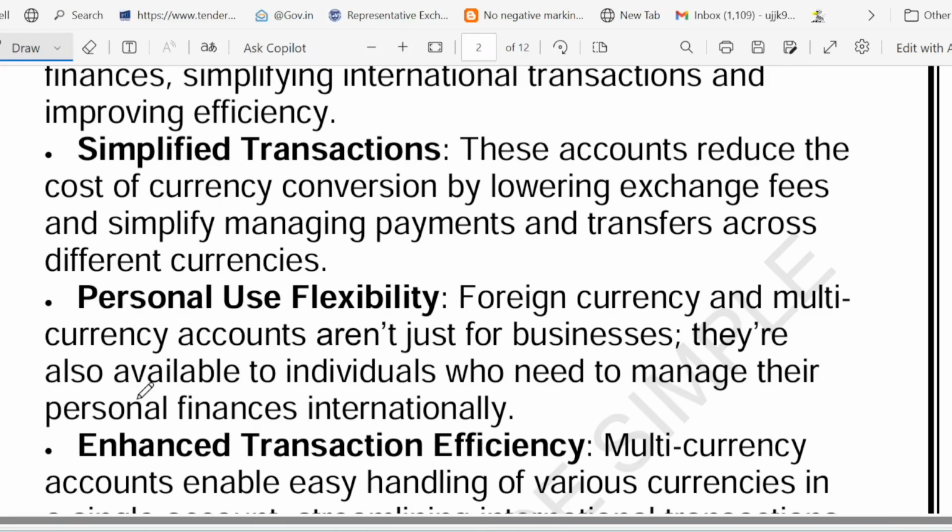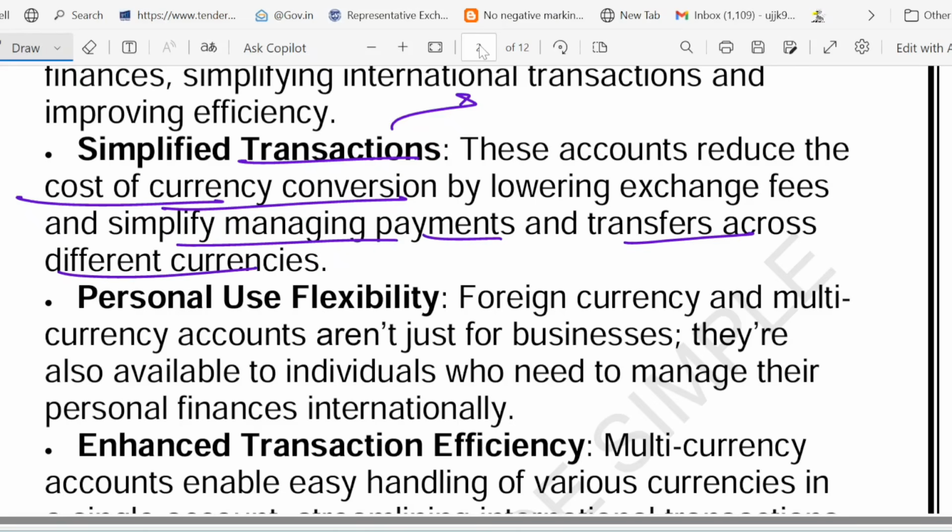So suppose you are tired of losing money every time you convert currency, or you are juggling multiple bank accounts for different currencies. Let's talk about how foreign currency and multi-currency accounts make international payment cheaper, faster and way less stressful. First thing first, we have simplified transaction. It means these accounts cut down currency conversion fees. Yes, the cost of currency conversion gets reduced. Okay, and it makes managing money across borders effortless. So it simplifies managing payments and transfers across different currencies.